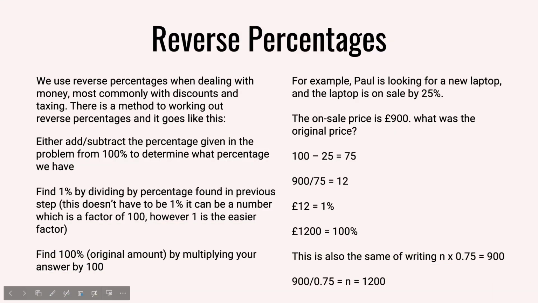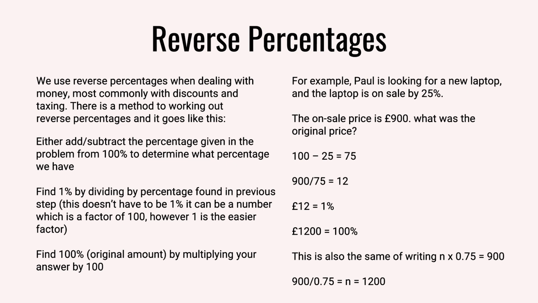To begin with, we use reverse percentages when dealing with money, most commonly with discounts or taxing. There is a method to work out reverse percentages, and it goes something like this. Either add or subtract the percentage given in the problem from 100% to determine the percentage we have. Find 1% by dividing by the percentage found in the previous step. This doesn't have to be 1%, but it could be a number which is an easy factor of 100. However, 1 is probably the easiest factor. But say you were given 25%, you can just times that by 4 to get 100. And then you find 100%, the original amount, by multiplying your answer by 100.